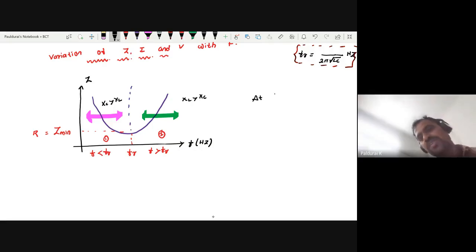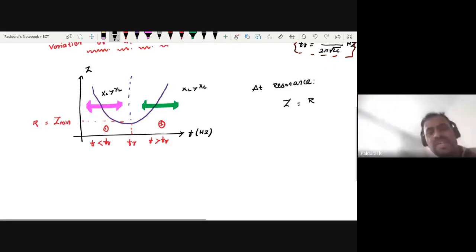Now at resonance, what is your impedance? At resonance, who is dominating? At resonance, Z equals R, resistive in nature. This is the variation of impedance.